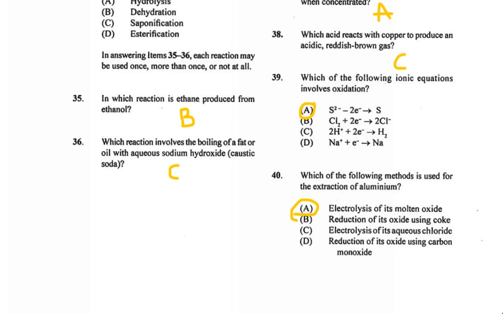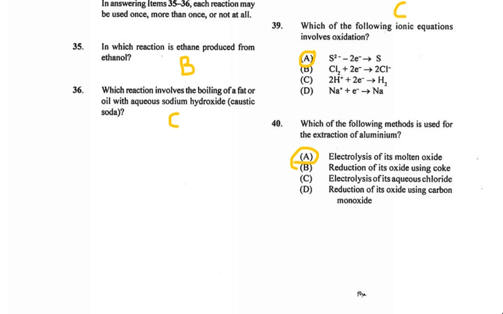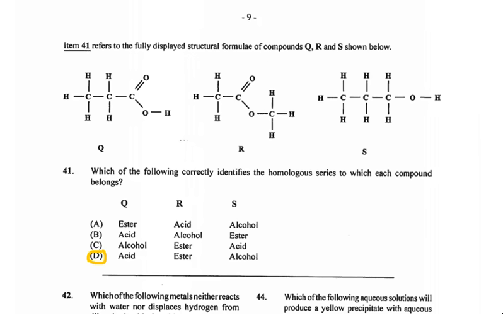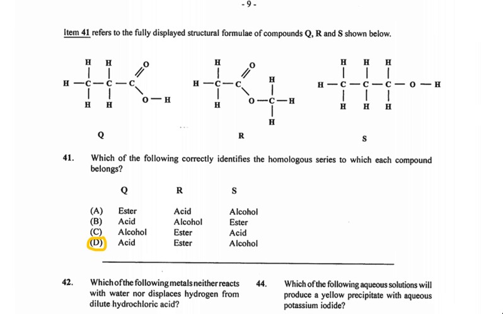The answer for this one is A, guys. All right, number 40, which of the following methods is used for extraction of aluminum? And the answer is A, electrolysis of molten oxide. All right. Number 41 says, which of the following correctly identifies the homologous series to which the compounds belong? So Q belongs to the acid, R is the ester, and S is alcohol.